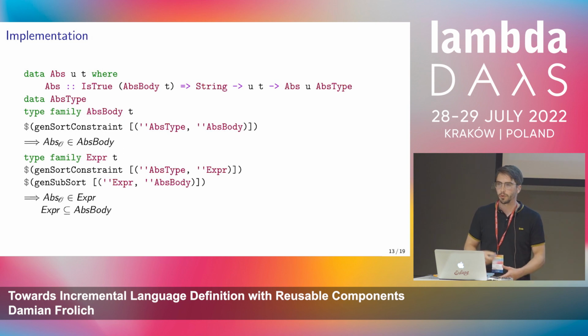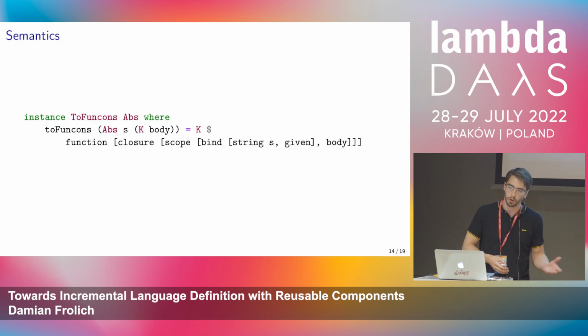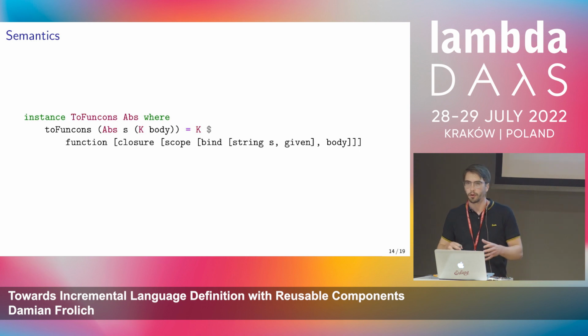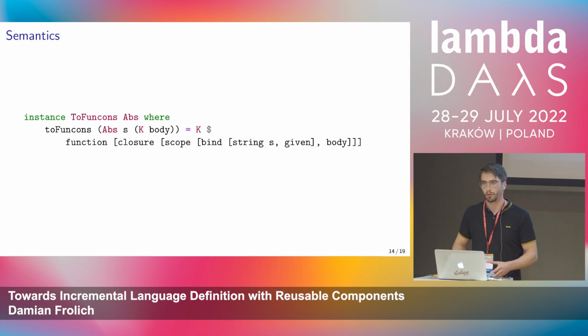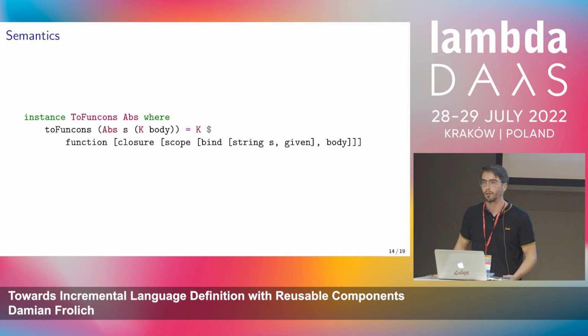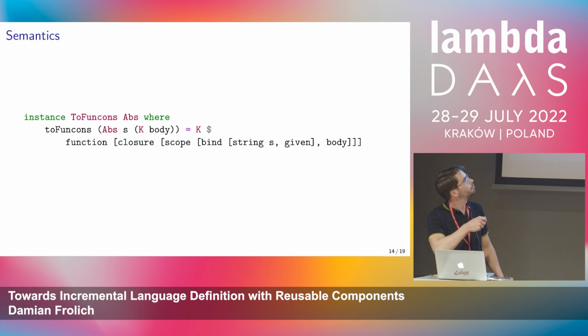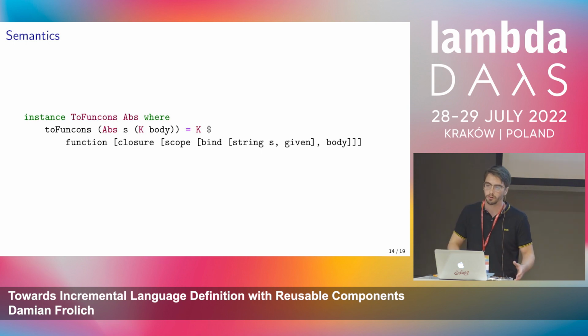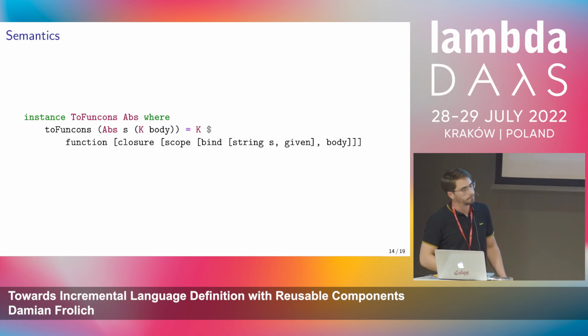Then to handle semantics, we use type classes, and this is mostly inherited from Data Types à la Carte, where for every operator we have an instance of the toFuncons type class. This translates an operator into our semantic domain, which is relatively straightforward. These are functions that generate Funcon terms. And the most problematic part here is that we are not actually working with functors, we are working with higher order functors. So to ensure that our kinds are correct, we need to wrap certain parts with this K constructor, which is a constant functor. That's the only problem that we have here.